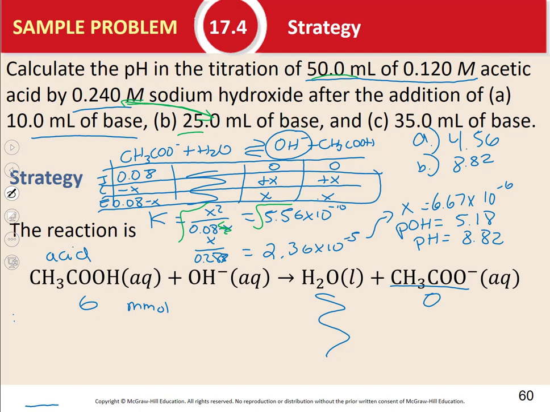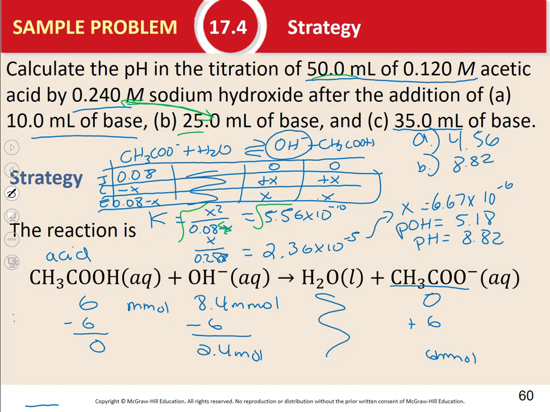So part C, where we have 35 milliliters of base, how many millimoles is that of base? Good, 8.4 millimoles. So now our acetic acid is our limiting reagent. That's going to go down to 0. And we're going to be left with 2.4 millimoles of base and 6 millimoles of its conjugate base.